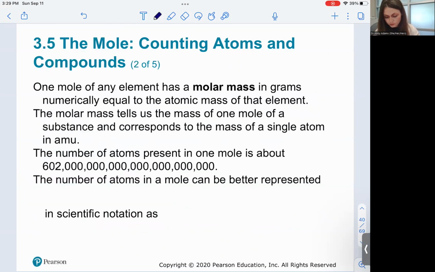And now we're going to talk a little bit more about that number. All right, so we're kind of changing gears. You noticed that to do that math, we had to know the average atomic mass for that element. One mole of any element has a molar mass in grams that's equal to the atomic mass of that element. So we can use that information on the periodic table here. The mass tells us the mass of 1 mole of a substance, and it corresponds to the mass of a single atom in atomic mass units.